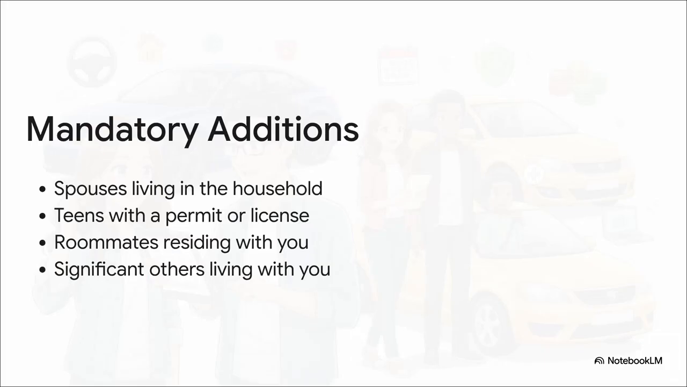So, the absolutely crucial point here is knowing exactly who falls into that mandatory listing category. Standard underwriting guidelines require that you add spouses. That's universally required if you live together. You also have to add teenagers and college students the second they get a permit or license, even if they're away at school. And yes, you must disclose roommates and significant others living with you. Even if they swear up and down they will never touch your car, you gotta list them. Failing to list a teen in particular, that can lead directly to denied claims or your policy literally getting canceled.